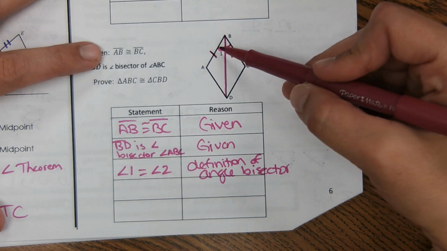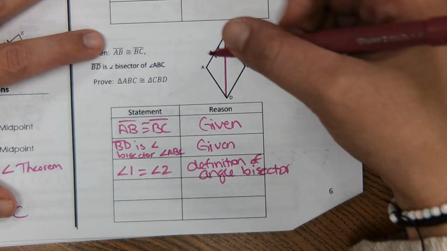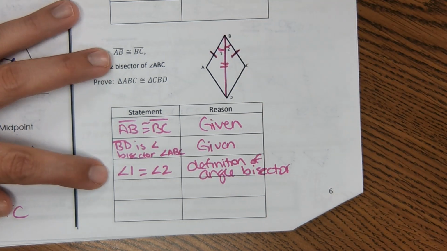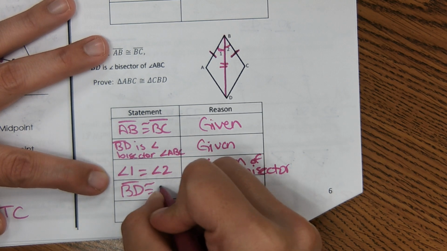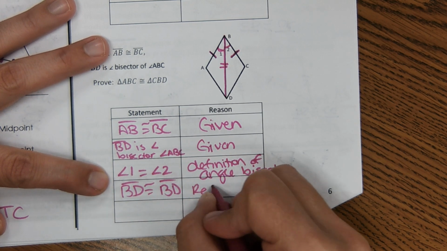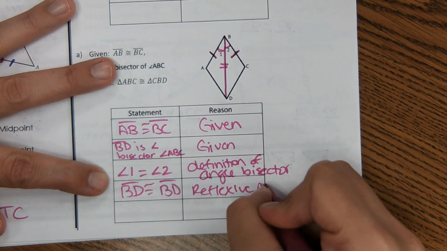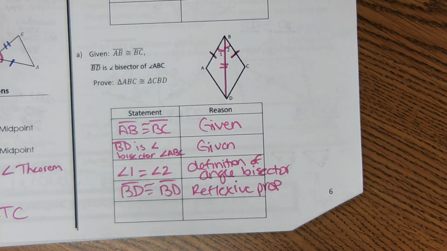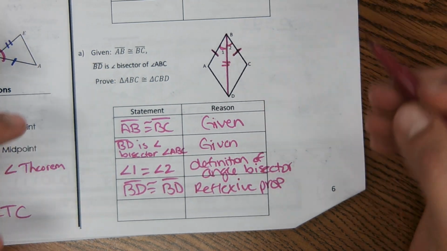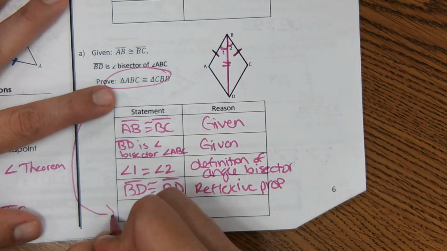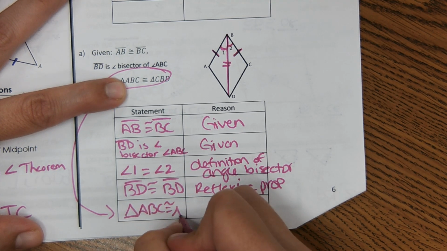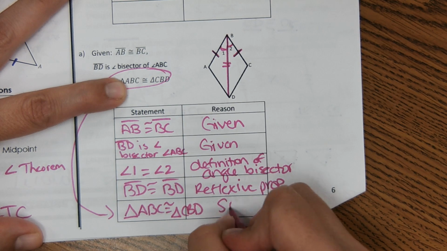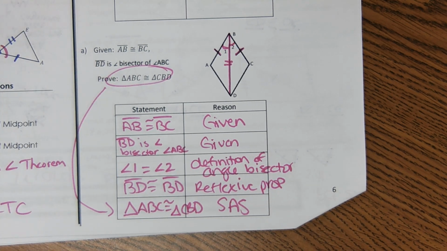And so now I have side, angle, and then the shared side would be equal to itself, and I can use reflexive property to prove that. So BD is congruent to BD because of reflexive property. Almost done. Okay, so now I have side, angle, side. I can say that this statement is accurate because of side, angle, side. Side, angle, side, like that. And that is all.